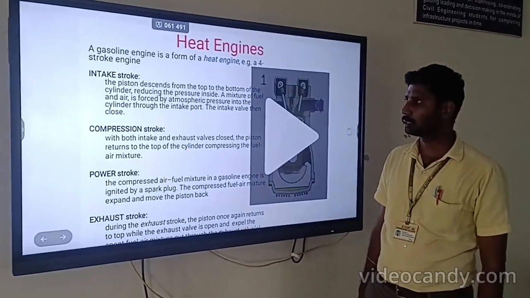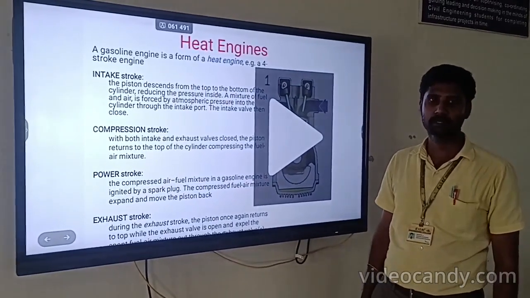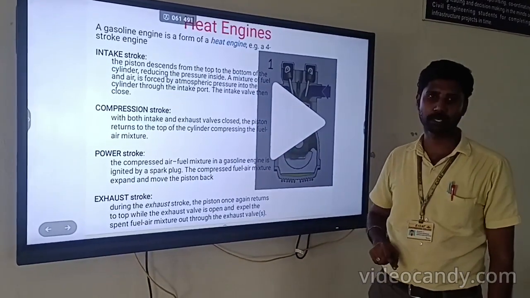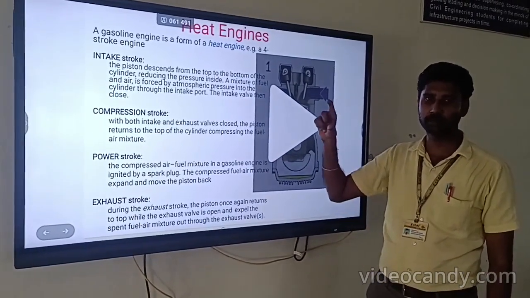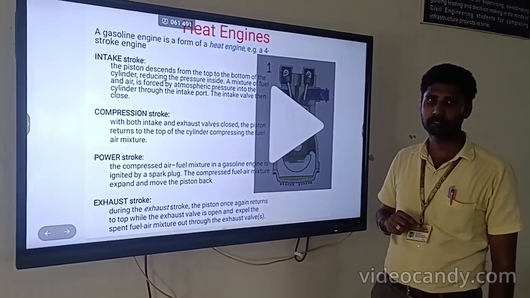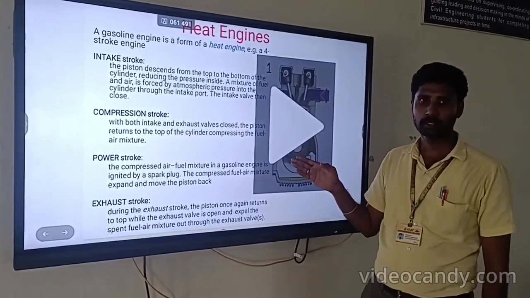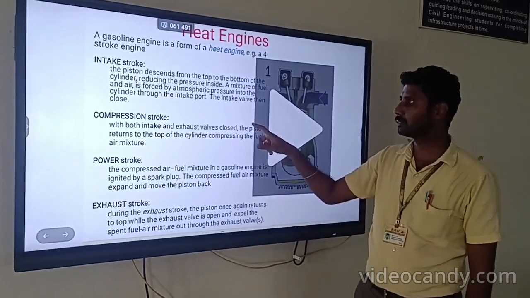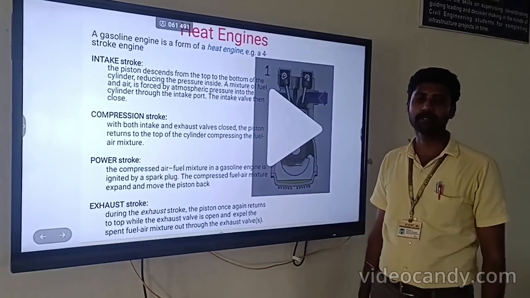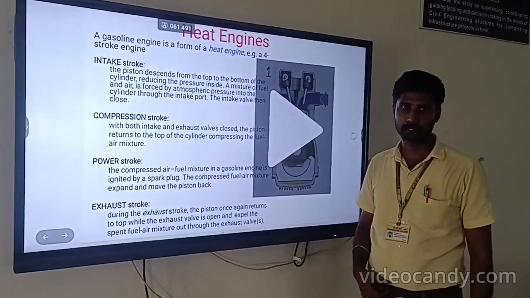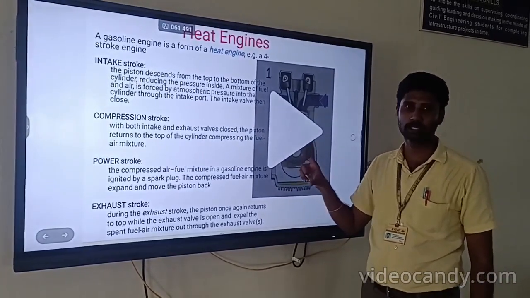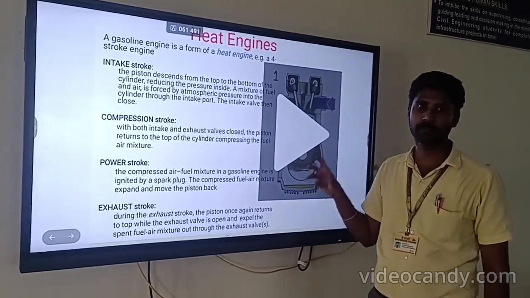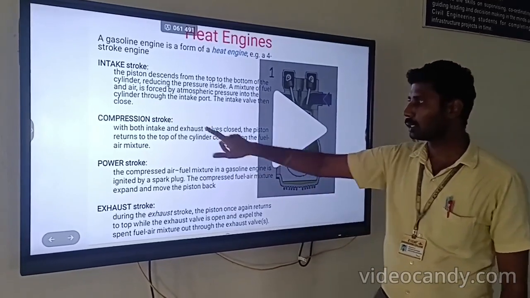In this stroke, the piston movement and also the valve position are very important. The piston moves from top dead center to bottom dead center. In this stroke, the inlet valve will be open and the exhaust valve will be closed. So first, the air plus fuel mixture enters the cylinder. From top dead center to bottom dead center, the air plus fuel mixture fills the cylinder.